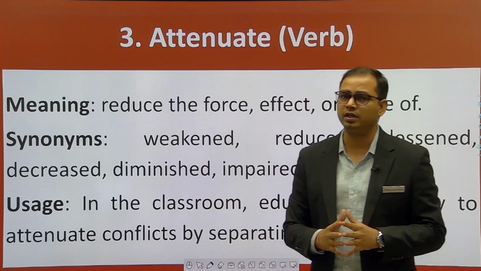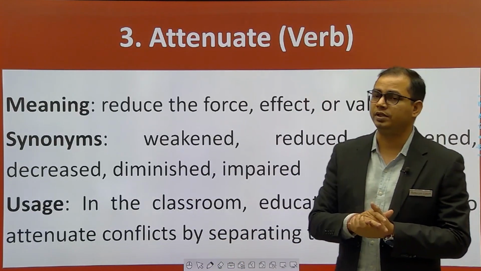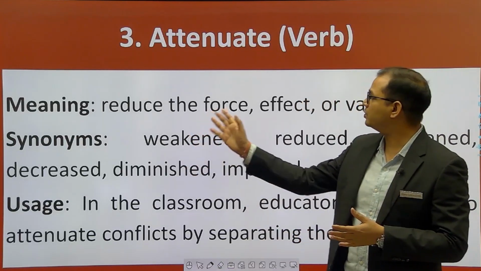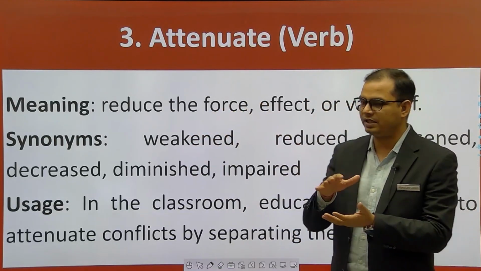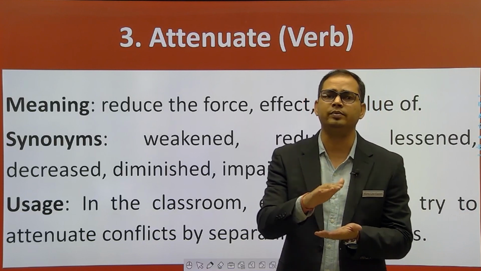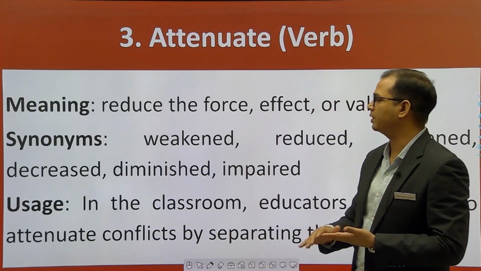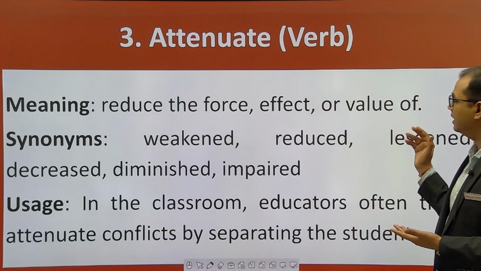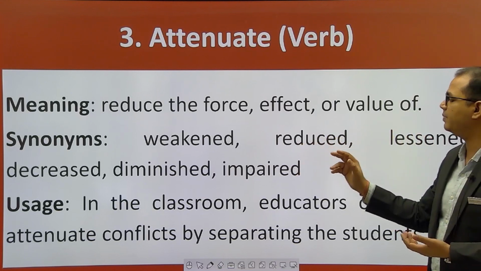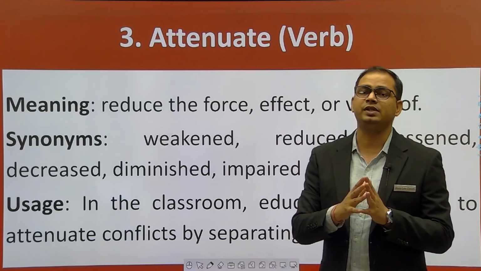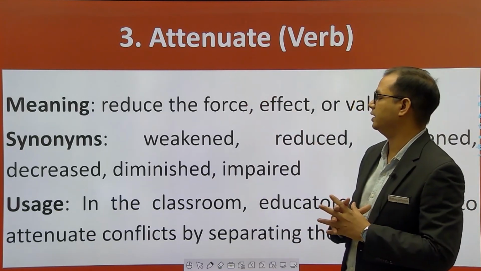The next word in the list is attenuate. Attenuate is reduce the force, effect or value of किसी भी चीज के शक्ति को कम कर देना, right? प्रभाव को कम कर देना. So weakened, reduced, lessened, decreased, diminished, impaired are some of the synonyms of the word attenuate.